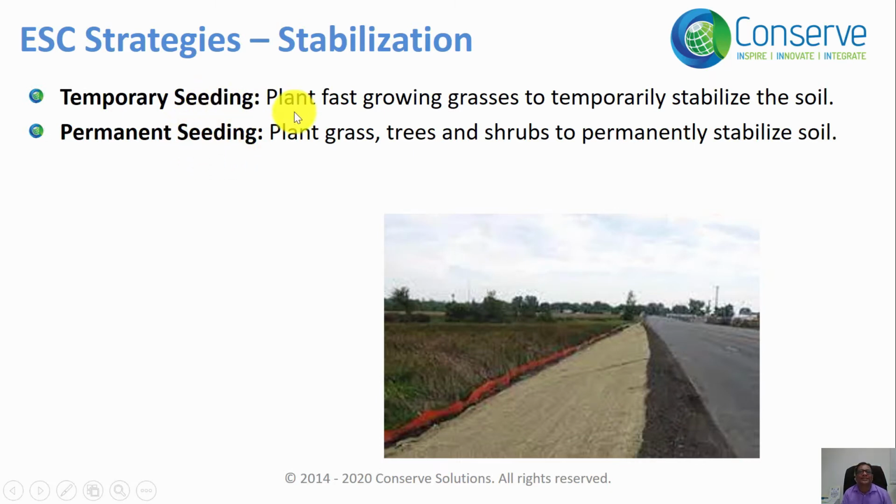Temporary seeding is establishing temporary vegetation, that is planting fast growing plants to temporarily stabilize the soil. On the other hand, permanent seeding is a strategy where you establish the permanent landscape early in the construction process, that is plant grass, trees and shrubs permanently to stabilize the topsoil.